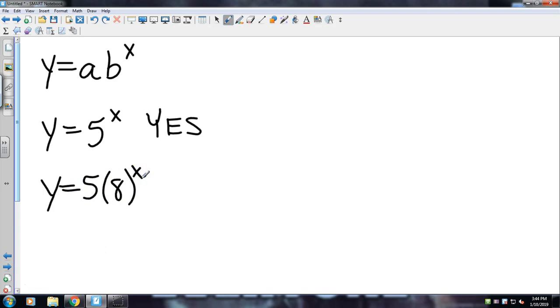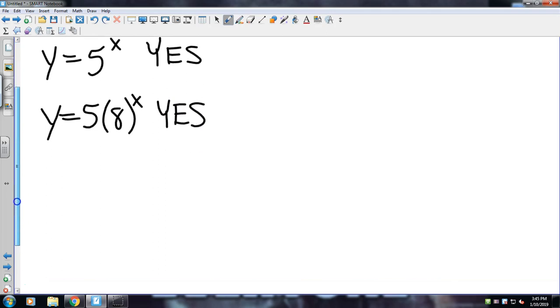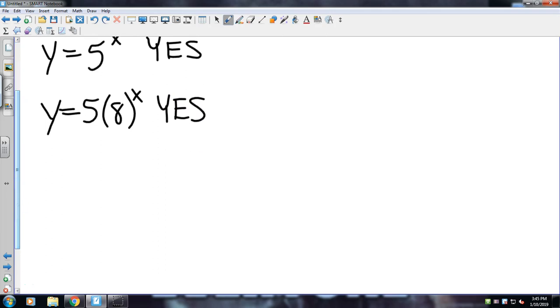So I have an a and a b. And again, my exponent is variable. It's an x, so I don't know exactly what it is. Now I keep saying it's a variable. What if it looked like this? What if I did y equals 5x to the third power?